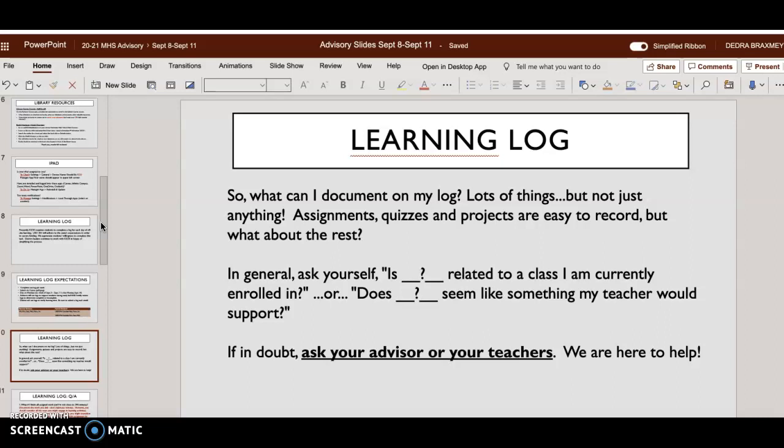As a default, students can ask themselves, is whatever particular activity they are thinking of related to a class they are currently enrolled in? If so, then it would be reasonable to document that particular task. Or they can ask themselves, does this particular activity seem like something my teacher would support? If they're unsure what those answers would be, then they should ask their advisor or ask their classroom teacher.